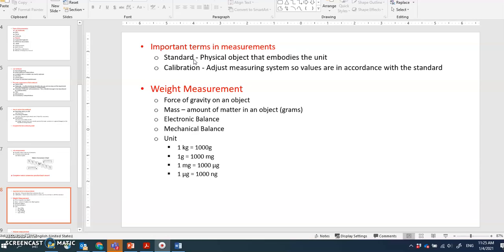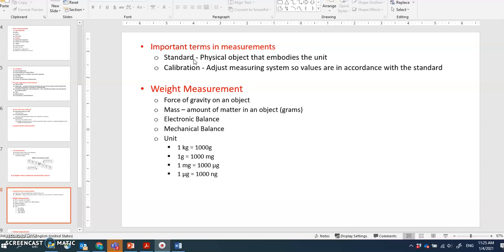If you want to test that, you want to use something called a standard. A standard is a physical object that embodies the unit. Meaning, what if you have a perfect weight standard? It says it is 500 grams. Then when you place the standard on your balance, it should read 500 gram. If it doesn't, instead it's reading 700 gram, that means there's a problem in your balance. Your balance is not accurate, right?